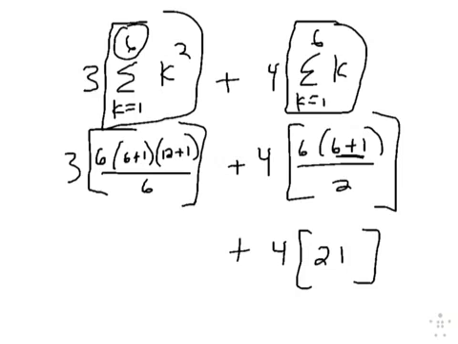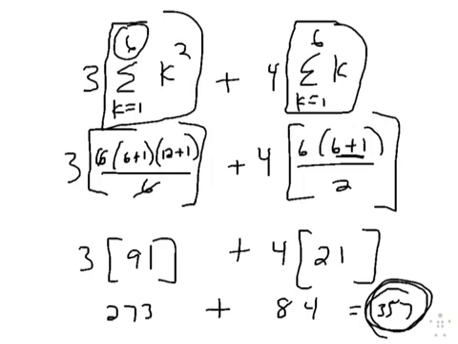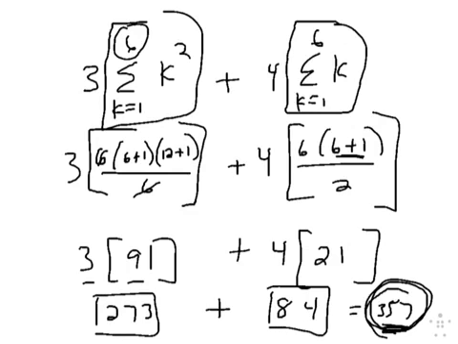Okay, so if we crank that out, 12 plus 1 is 13, 6 plus 1 is 7, and 7 times 13 is 91. These 6's here will cancel, so we'll have 3 times 91. I'll hit pause. So we crank that out. 3 times 91 will come to be 273. 4 times 21 will come to be 84, and that'll bring us to 357.